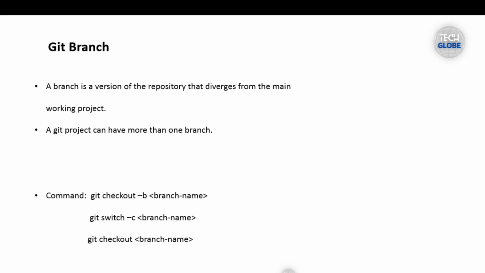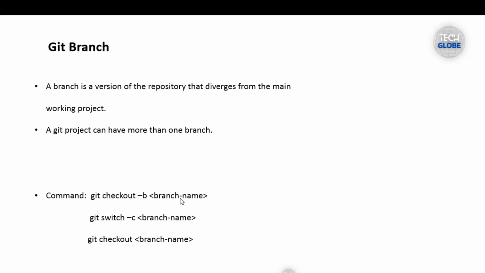Before we continue, let's just look at some commands. We have git checkout -b branch name, which helps to create as well as check out a new branch called branch name. You can give it any name you want. Then you have git switch -c. These two commands, git checkout -b and git switch -c, actually do the same thing. All right.